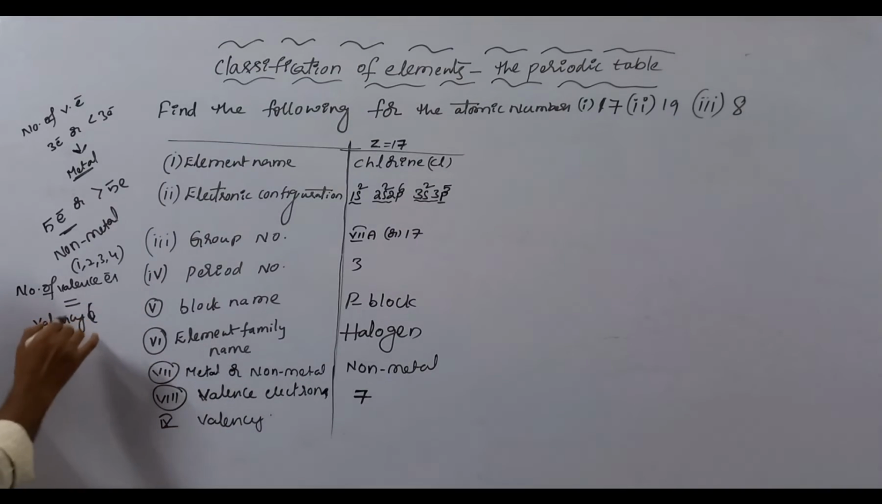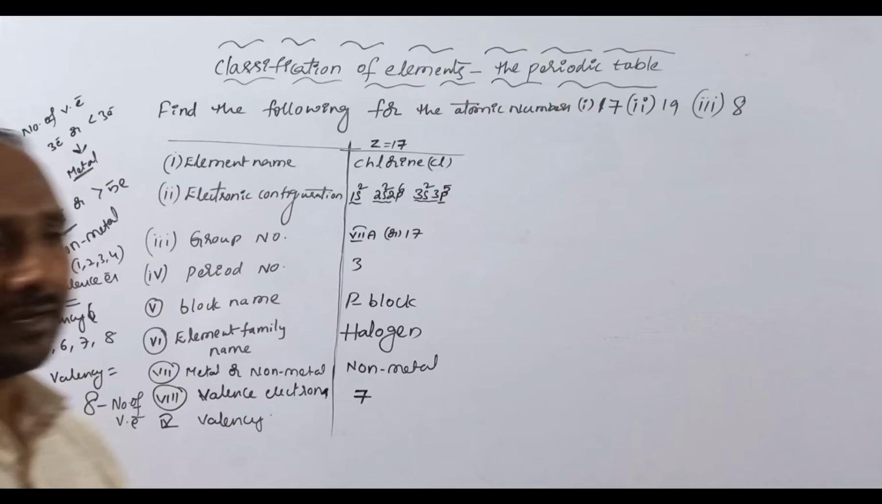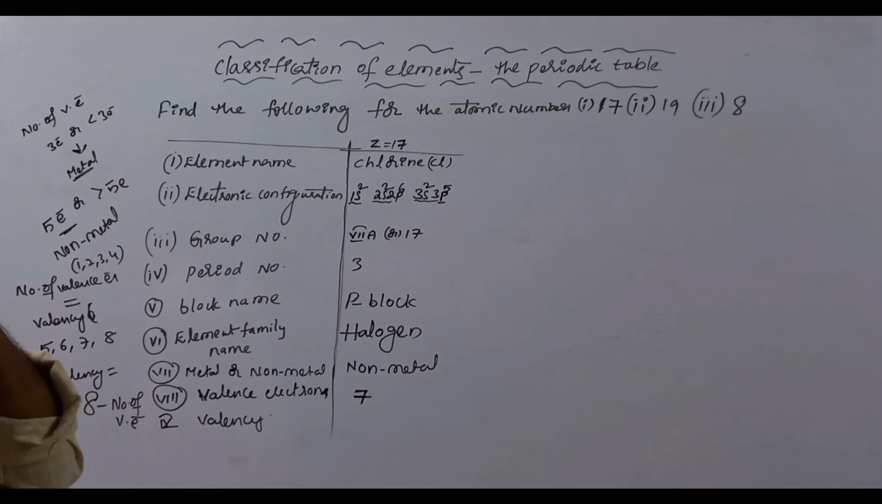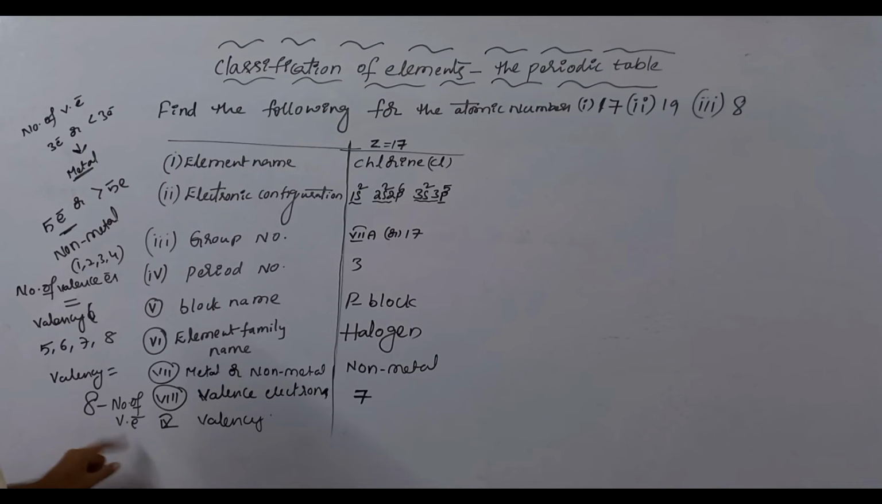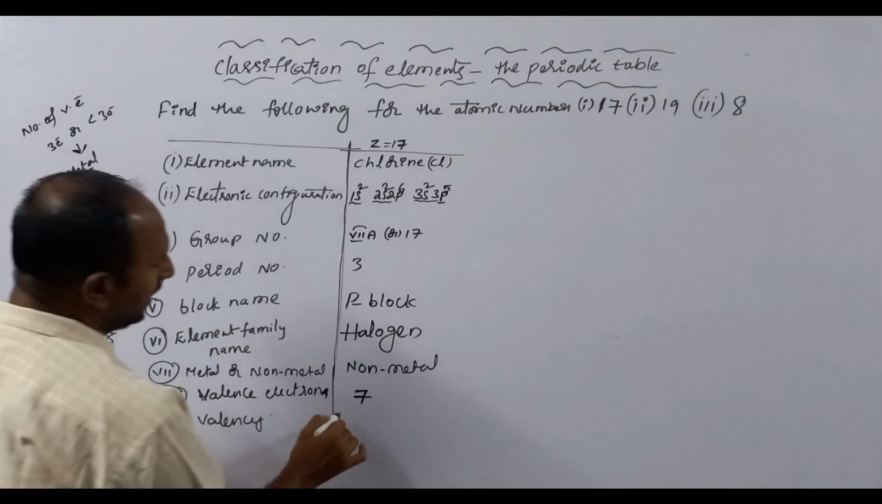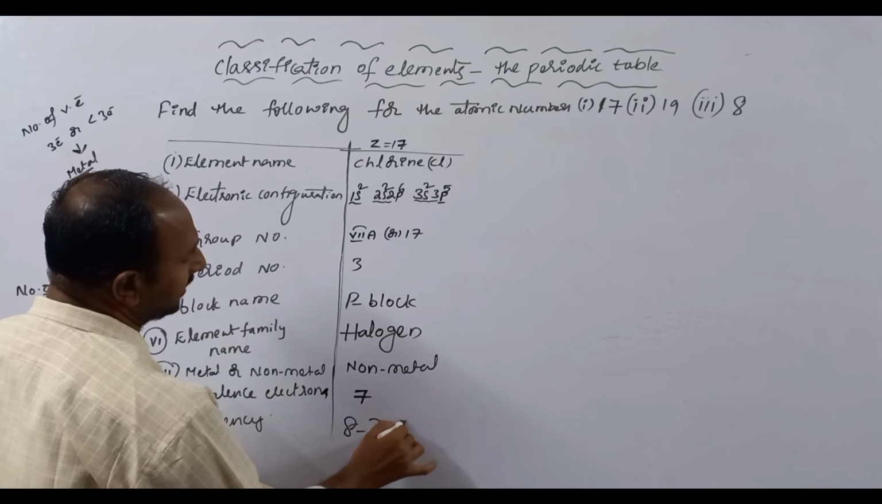But when the number of valence electrons is 5, 6, 7 or 8, the valency can be calculated by the formula 8 minus the number of valence electrons. When the number of valence electrons is more than 4, to find the valency we use the formula 8 minus the number of valence electrons. So the valency for chlorine is 8 minus 7, which is 1.